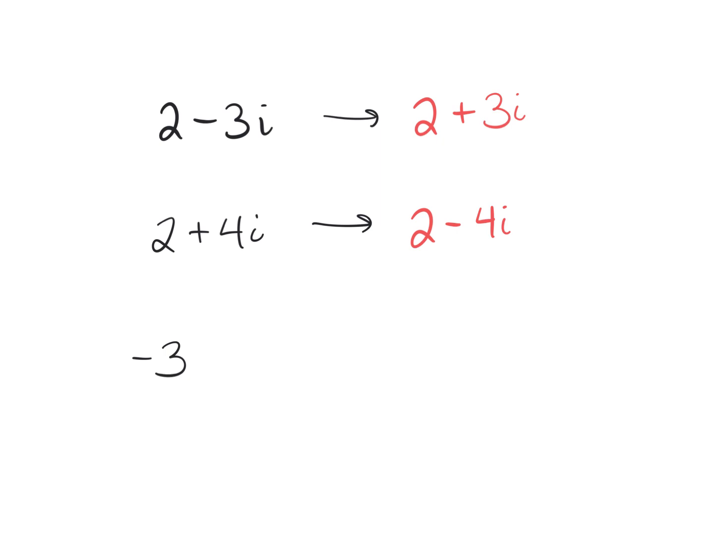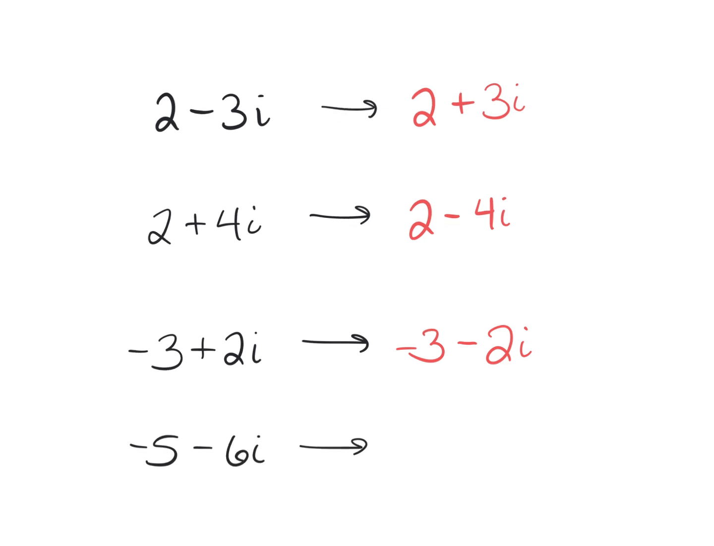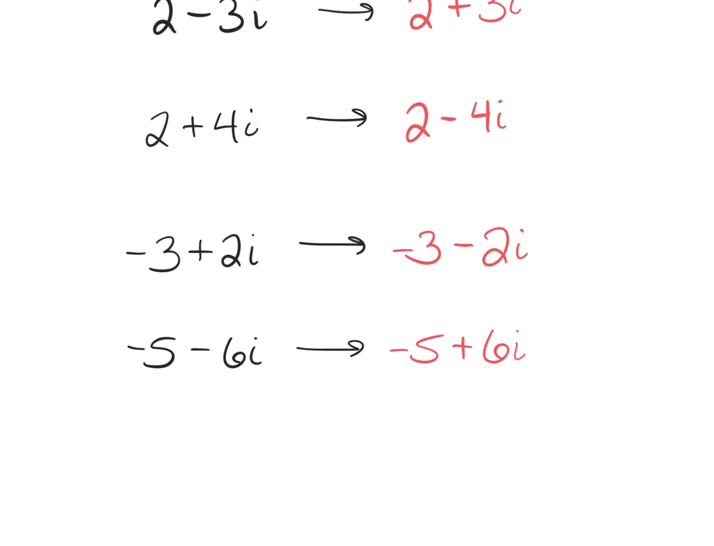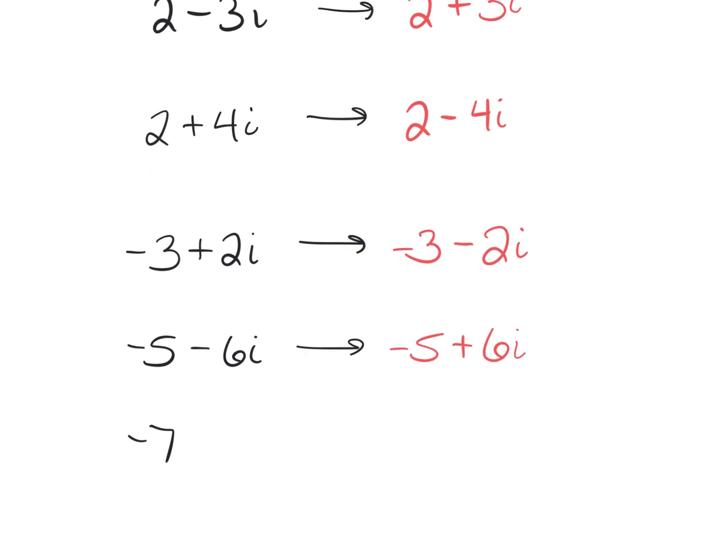Something else we need to talk about. If I had a negative in front of here, the only thing that still changes is the sign in front of the imaginary number. So that negative 3 stays, and then this turns into minus 2i. Let's do a couple more. If I had negative 5 minus 6i, what's the conjugate of that? Negative 5 plus 6i. One more. Let's do negative 7 minus 8i. Negative 7 plus 8i.